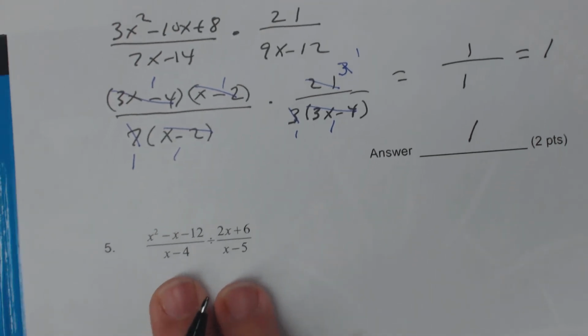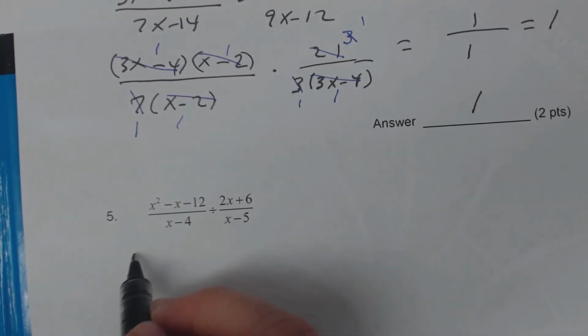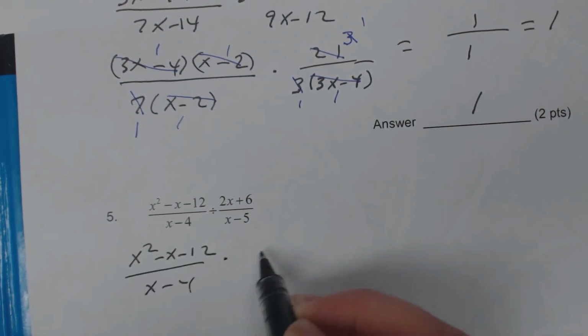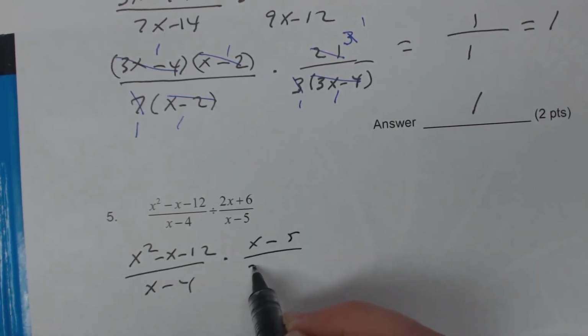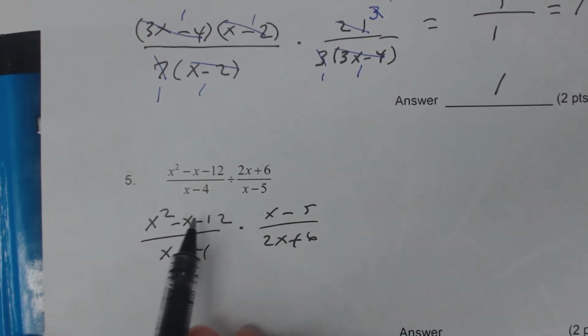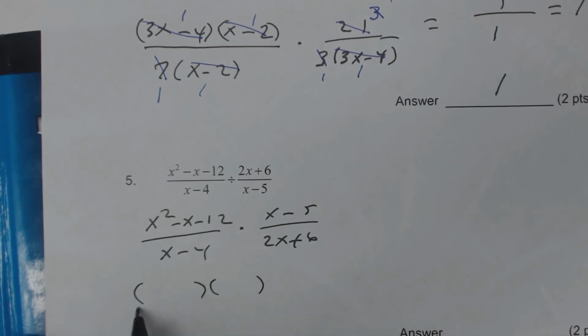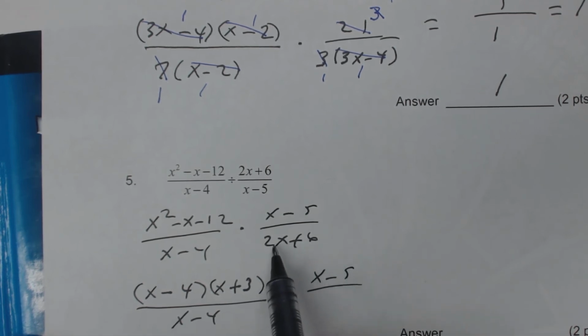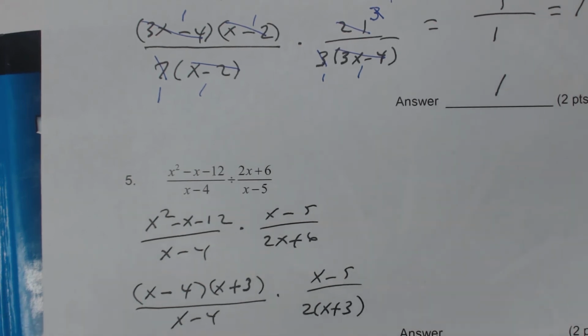Okay, number 5, you have, again, change the multiplication. So you have x squared minus x minus 12 divided by x minus 4 times x minus 5 divided by 2x plus 6. And so when you factor this numerator, I'm going to get x, looks like I'm going to need a minus 4 and a positive 3. And my denominator is x minus 4 times x minus 5 divided by, here I can factor out a 2, so I get 2 times x plus 3. So that's where I'm at.